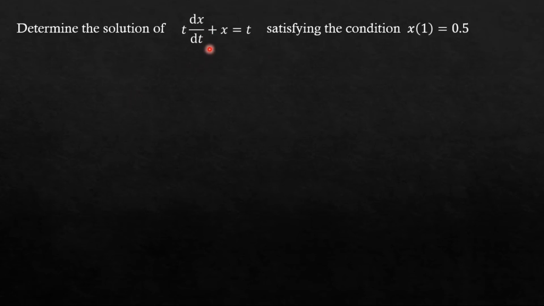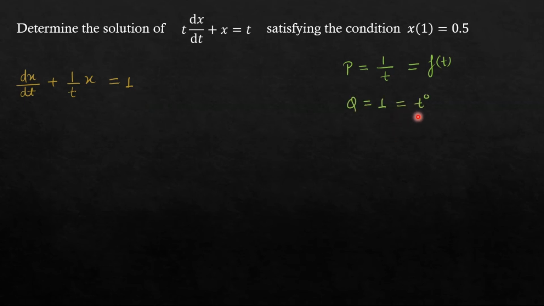Now I can write this differential equation as dx by dt plus 1 by t into x is equal to 1. What I have done is I have divided by t on both sides. So we got this equation. Now this is in the form of a standard linear differential equation. From here the value of p is equal to 1 by t, and it is a function of t, that is, a function of the independent variable, and it should be. And the value of q is 1. You can write it as t raised to the power 0. So you can say it is also a function of t, and p and q should be functions of t, that is, the independent variable.